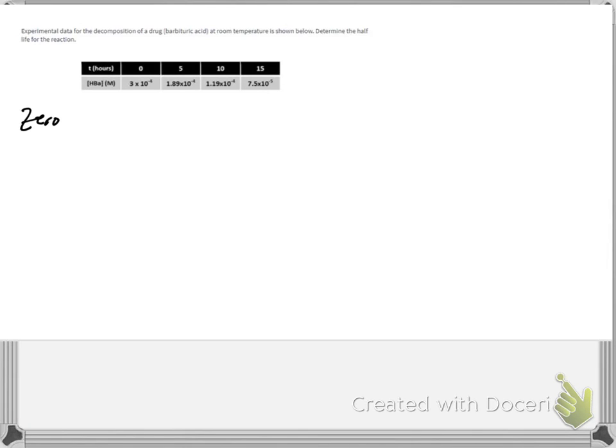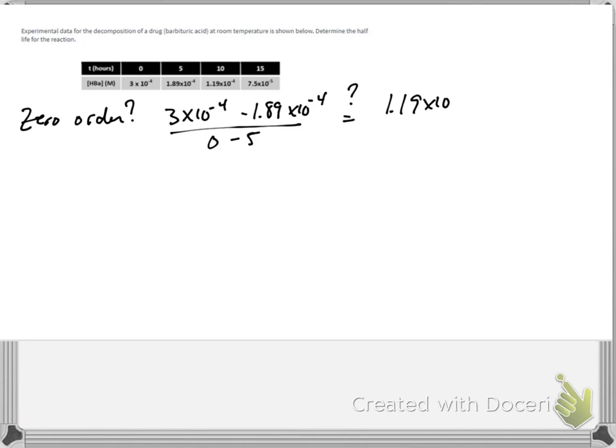Okay, here you're given a data set of barbituric acid at room temperature, and we want to know the half-life of the reaction. It starts off at 3 times 10 to the minus 4, so we want to know at what time it is going to 1.5 times 10 to the minus 4. So first we need to know what order. So we check zero order. That seems reasonable to start. We want to know, is the data linear? We check the first 2 points, the last 2 points, and we see that the reaction is not zero order.